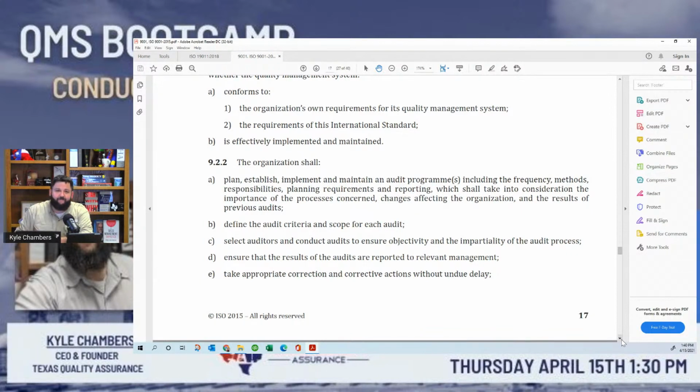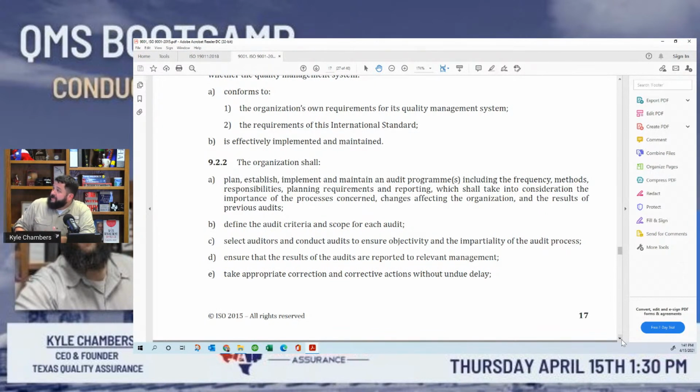And you really have no way out of having a dedicated process and procedure for this, identifying how you're going to schedule, how you're going to conduct it, how you're going to ensure it happens year over year. And this includes the frequency, methods, responsibilities, planning, so forth. So we have to define all of the details about our auditing program. Even if you use someone like Texas Quality Assurance and we conduct that audit for you, you still need to make sure that you as an organization are ensuring that all of the requirements are being met.